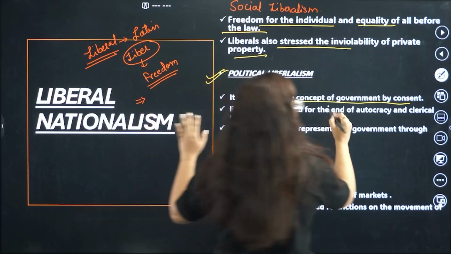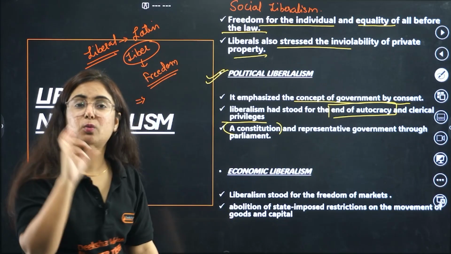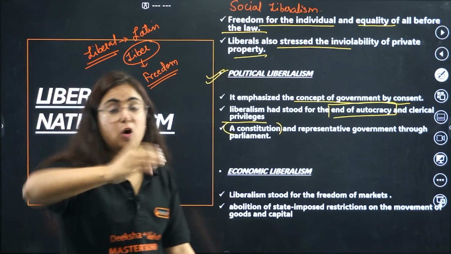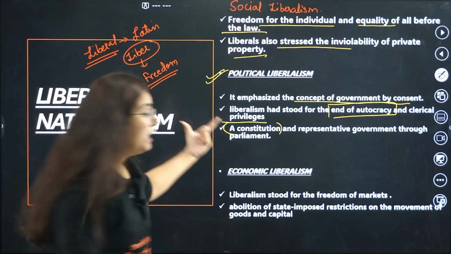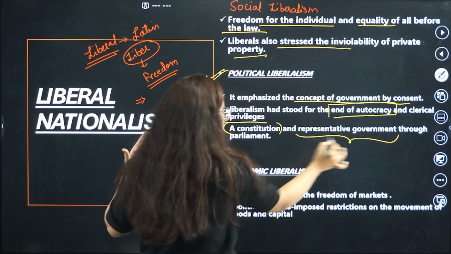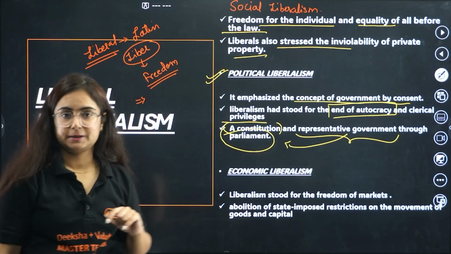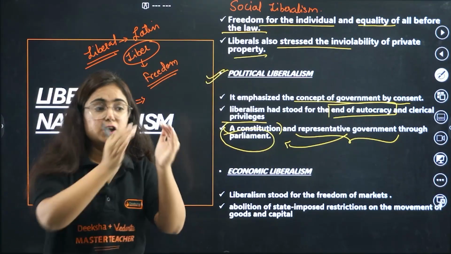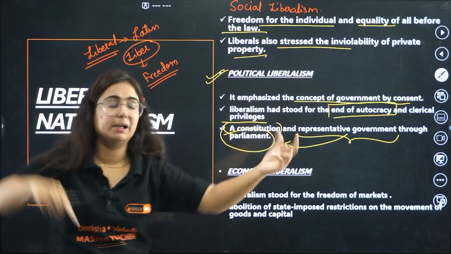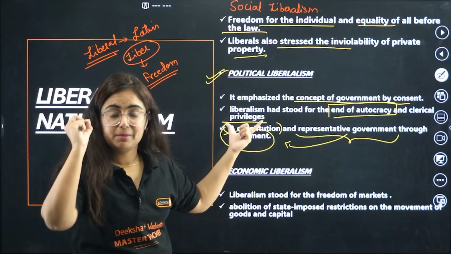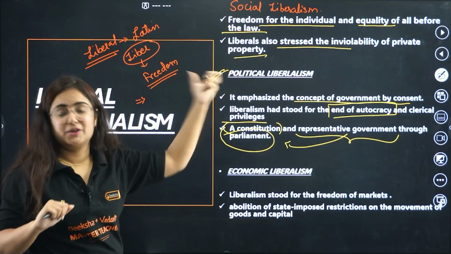So here they wanted the end of autocracy and all those privileges. Rather, there should be a constitution. What is a constitution? A book of rules according to which the ruler will be working. So they said we want a constitution in which there are laws for a representative government chosen by the people through a parliament. What is a parliament? A body of elected members. Like in India, we the citizens choose elected members in the parliament, and the government is answerable to the parliament, because everything is written in the constitution and the parliament works as per the constitution. This is what the people were demanding at that time to get political liberalism. Get it?